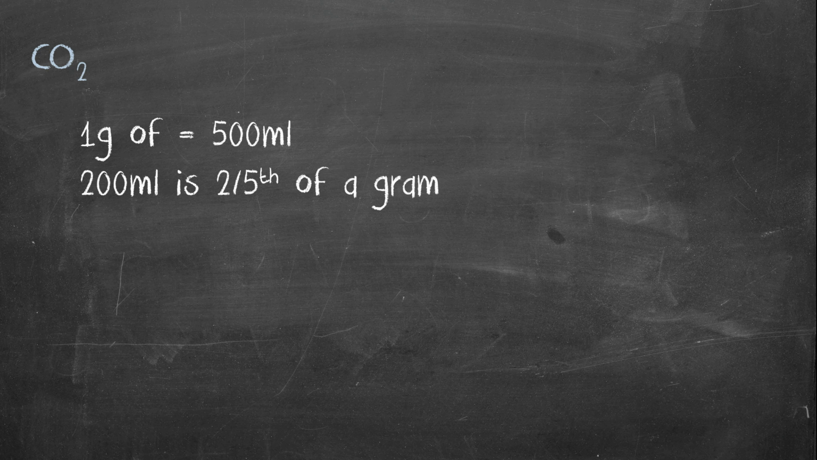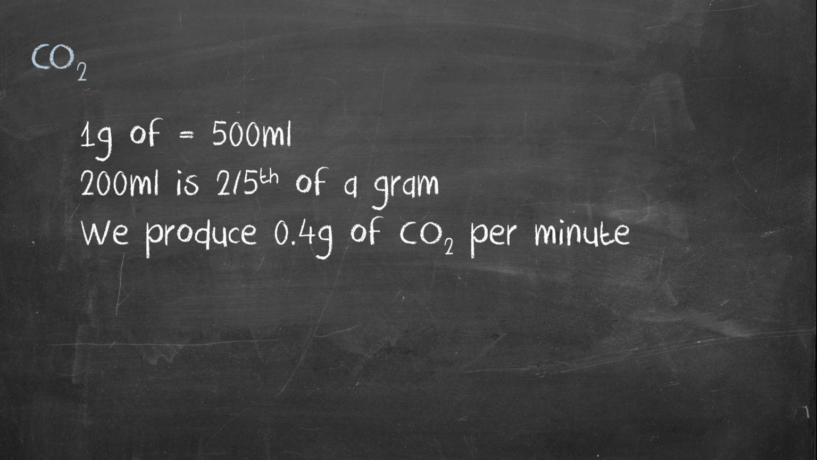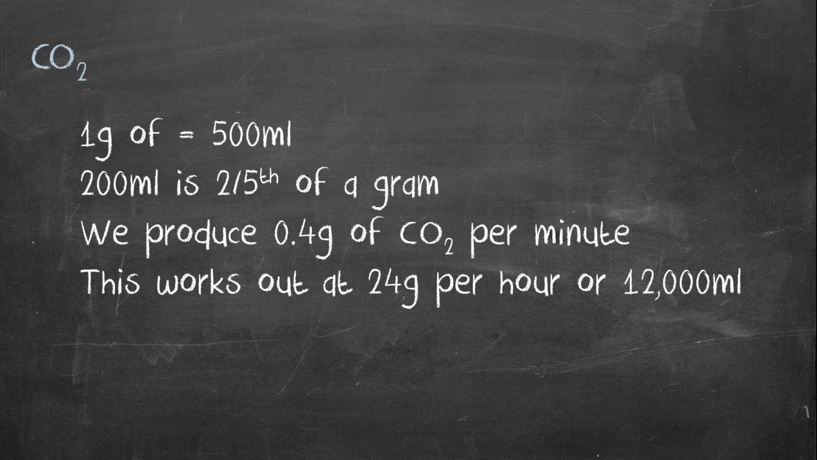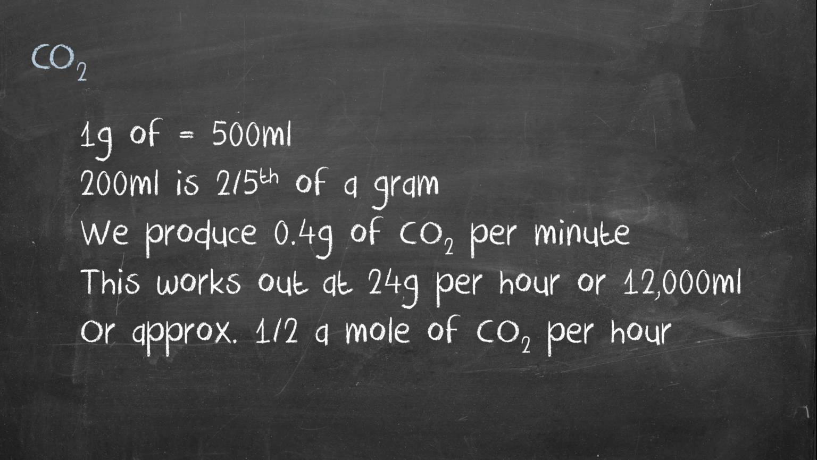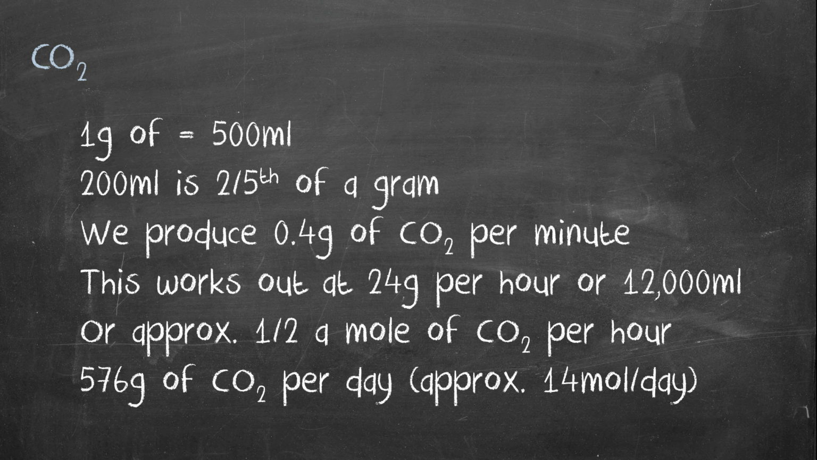200 mils, that's what we produce per minute, is 2/5 of a gram. So we produce 0.4 grams of carbon dioxide per minute, and that works out at 24 grams per hour, or 12,000 mils, or approximately half a mole of carbon dioxide per hour, or 576 grams of carbon dioxide per day, about 14 moles per day.